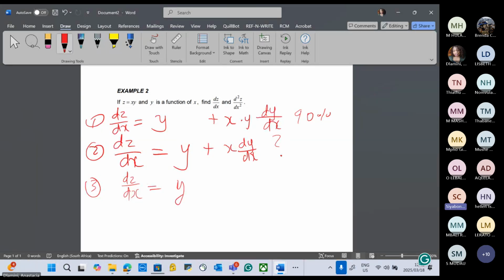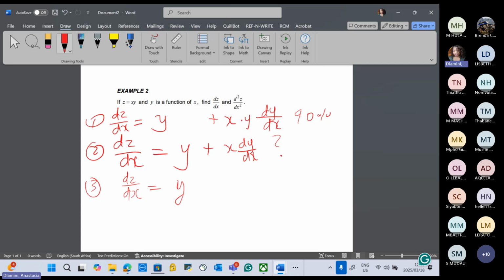Well, yes, ma'am. Why? Because it's y. It depends, ma'am. Let's say the function was f equals y squared, and we are supposed to differentiate it. What we'll do is say 2y dy over dx. Is it right, ma'am?